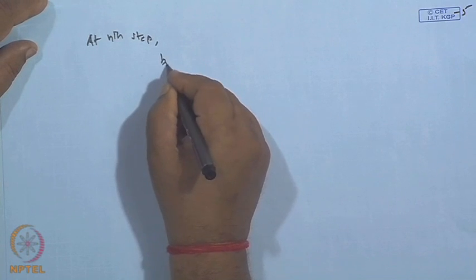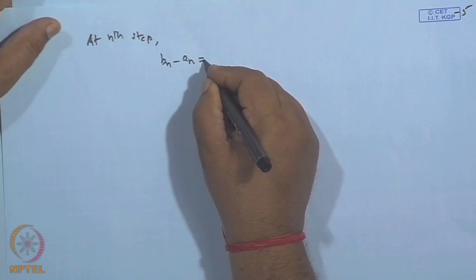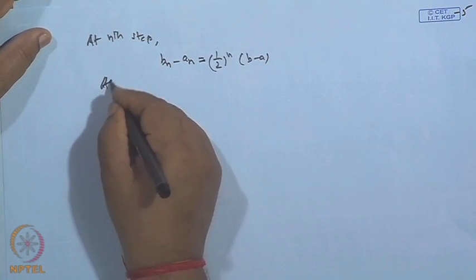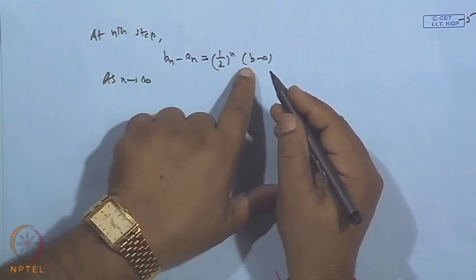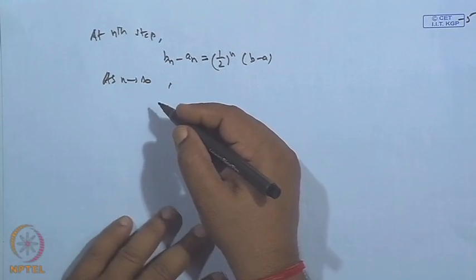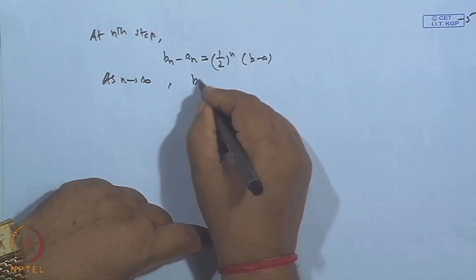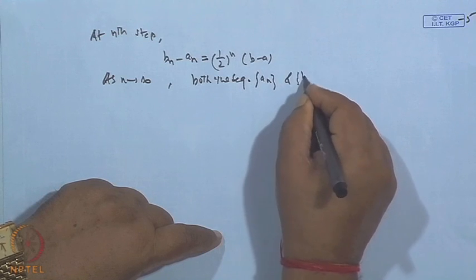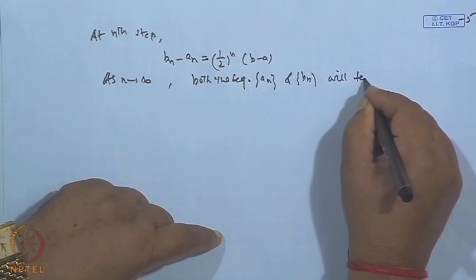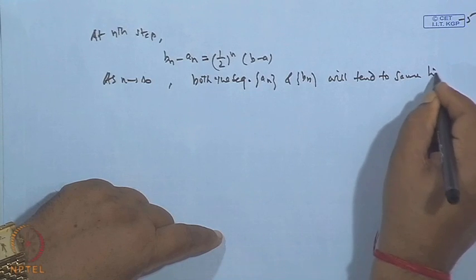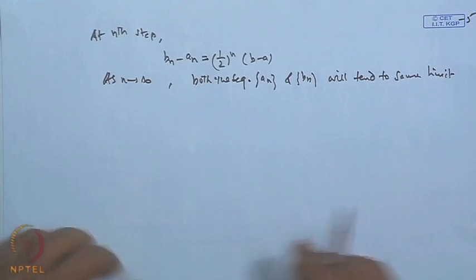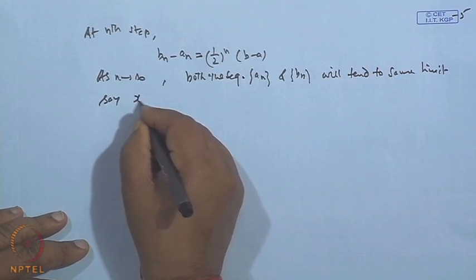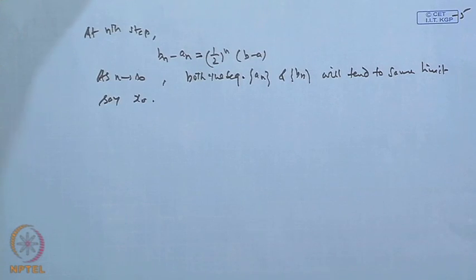what we get is that the difference Bn minus An will be (1/2)^n times (B minus A). So, as n tends to infinity, this difference is very, very small. Therefore, as n tends to infinity, both the sequences An and Bn will tend to the same limit, and that limit point is our, say, x naught.